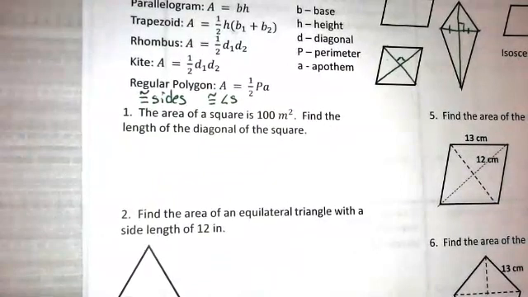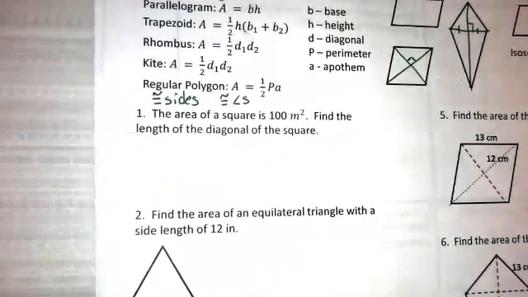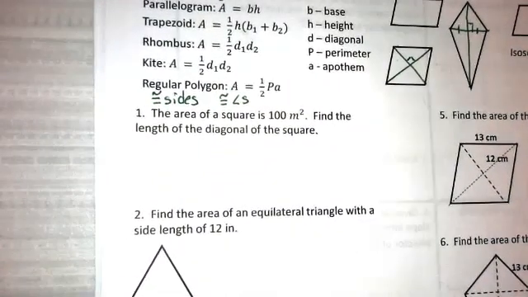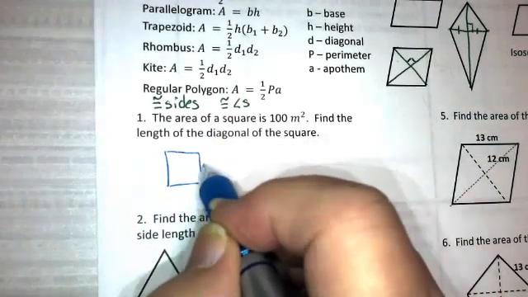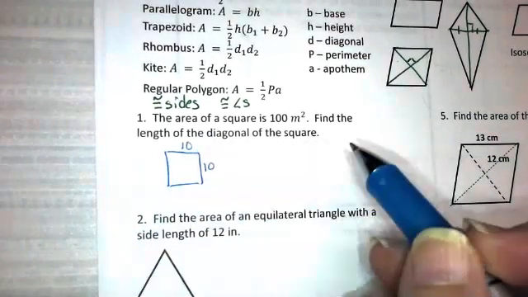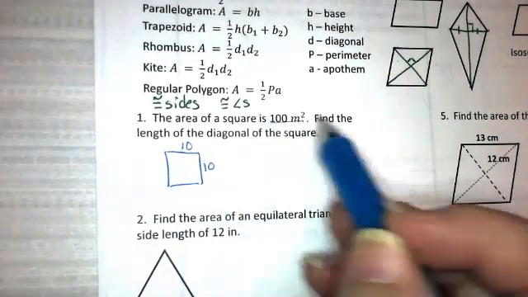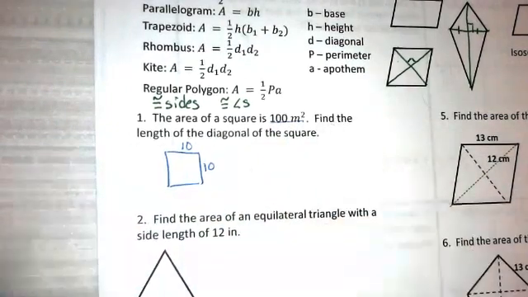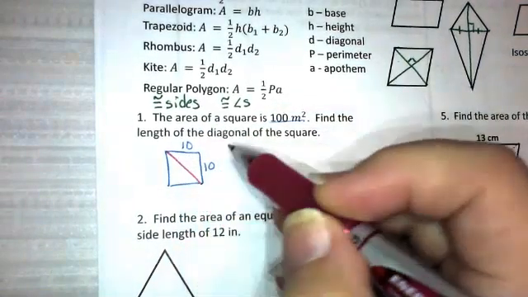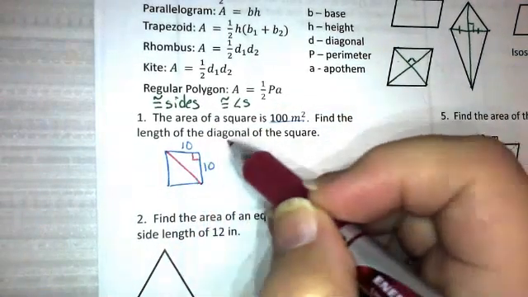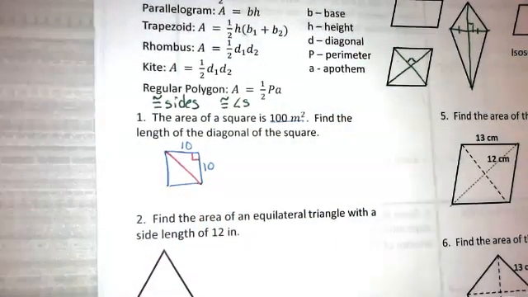The area of a square is 100 square meters. Find the length of the diagonal of the square. Well, we know if a square is 100, that the sides must have been 10 times 10 to get an area of 100. So the question here is, what's the length of the diagonal? So the diagonal is this line that goes from corner to corner. And because it's a square, I think I'm going to use the Pythagorean theorem.